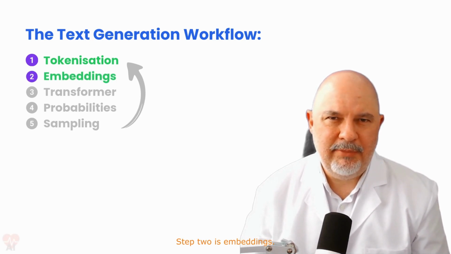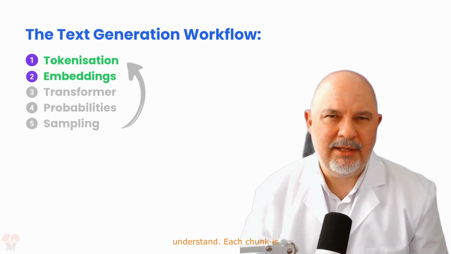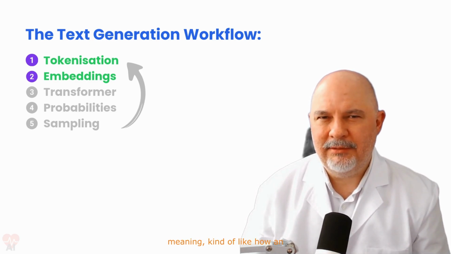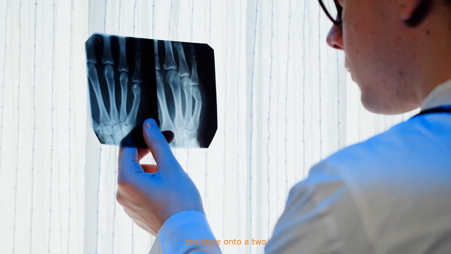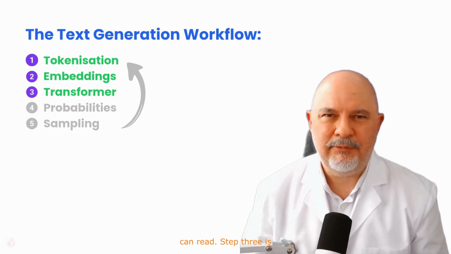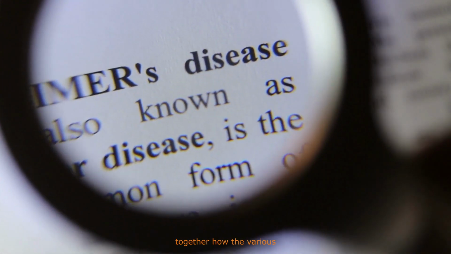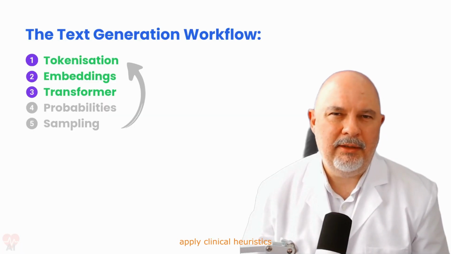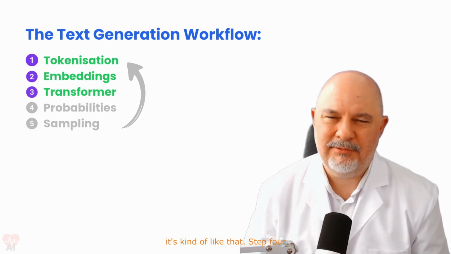Step 2 is embeddings. These chunks get converted into numbers that the AI can understand. Each chunk is translated into a code that captures its fundamental meaning, kind of like how an X-ray can map a physical structure onto a 2-dimensional image that you can read. Step 3 is attention. The system uses learned heuristics to piece together how the various parts of your message relate to each other. So when you apply clinical heuristics to analyze somebody's pain based on your own knowledge and experience, it's kind of like that.